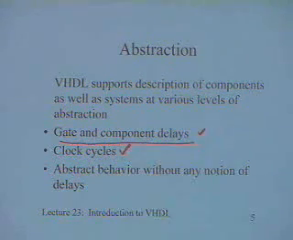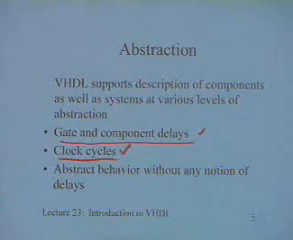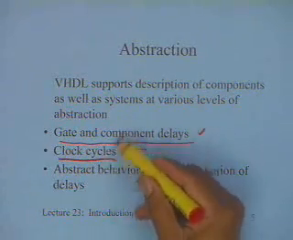You need not bother about what the component delays are, but only about clock cycles. You are only matching systems at the cycle level. When you do your circuit design many times in the lab, you don't really bother about the component delays. You only bother, in terms of clock cycles, about how much time it will take to perform a computation. So that is another level of abstraction. Obviously, this is a higher level of abstraction than that.